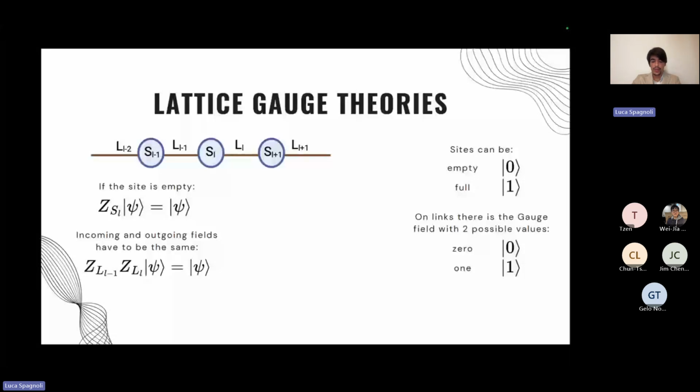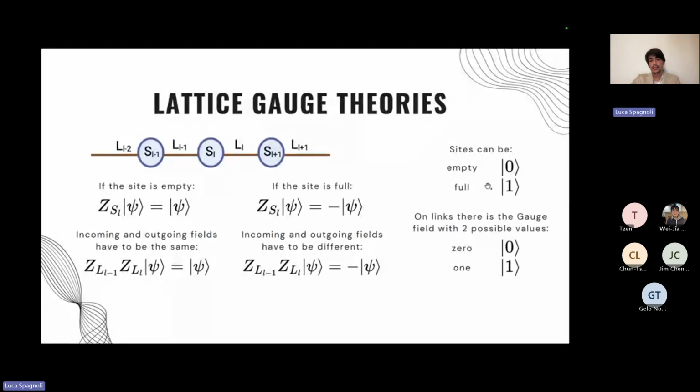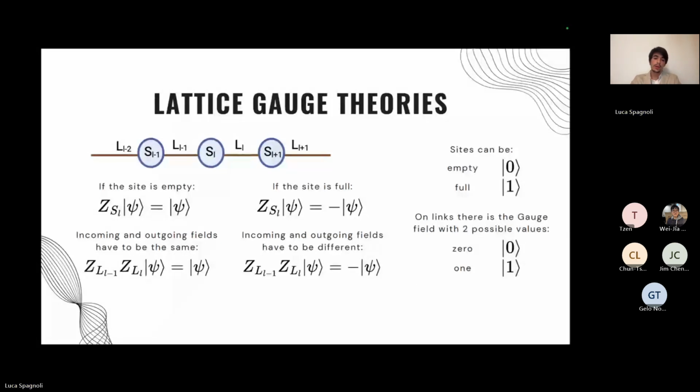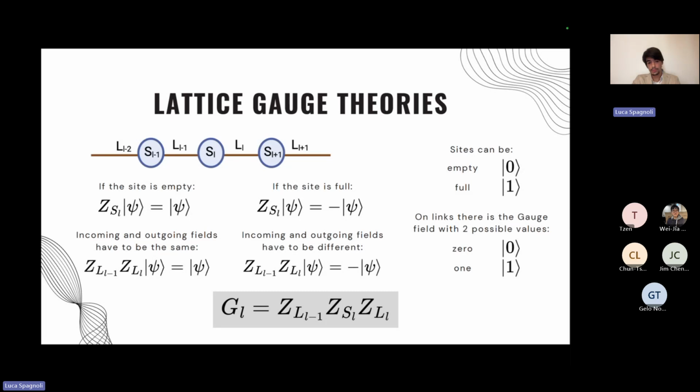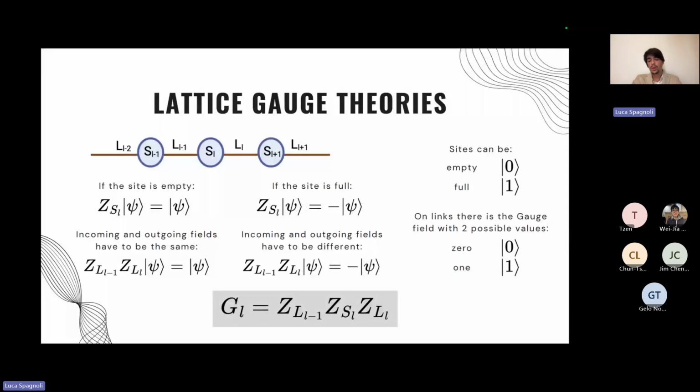In the other case, where the site is full, it means that the site is in the one state. And if I apply the Z operator on that site, I get minus one eigenvalue. In the same way, the two links have to be different. I measure the ZZ operator and I get minus one eigenvalue. So again, this set also means that the Gauss law is satisfied. We can combine them and define a single operator that I call the Gauss law operator, which is nothing but the product of these operators. And if the Gauss law is satisfied, no matter what the wave function of the system is, it will give plus one eigenvalue when measured on a system with no errors. So in a system where the Gauss law is satisfied.